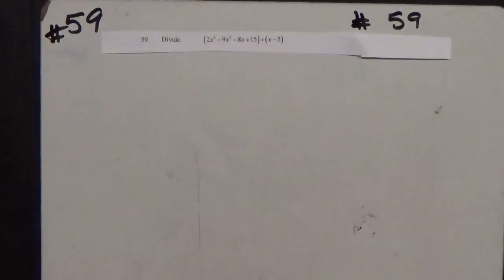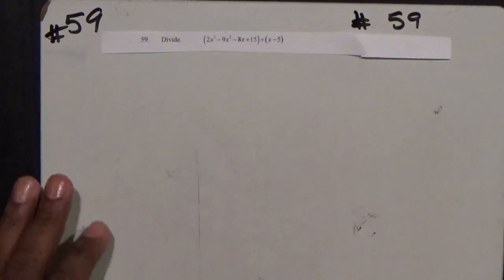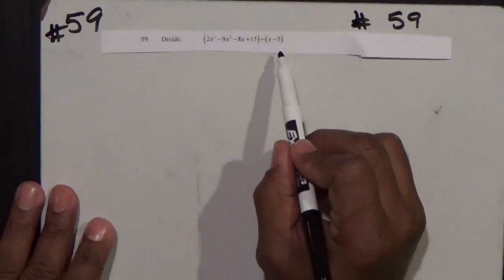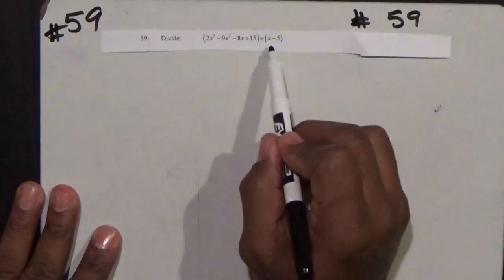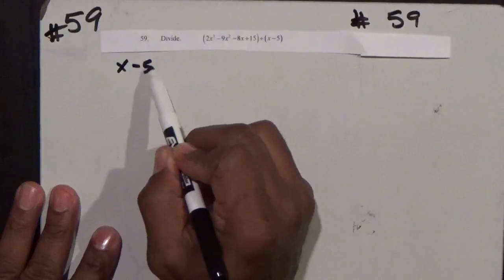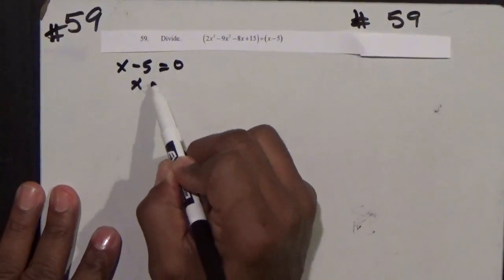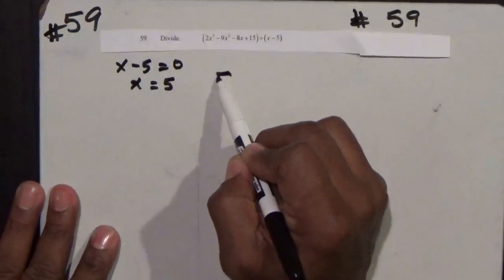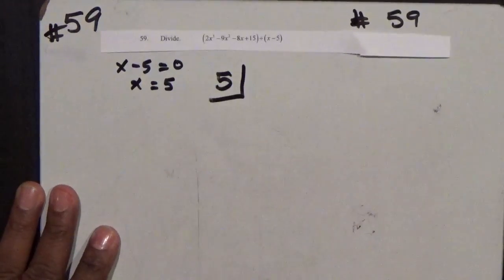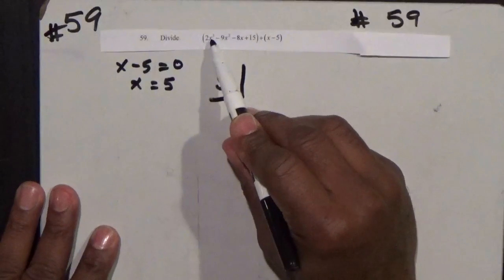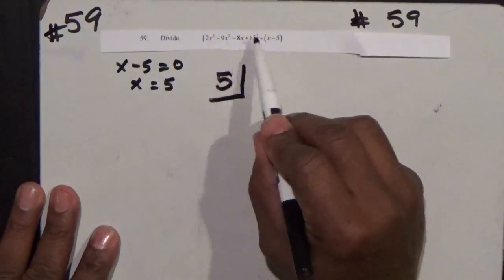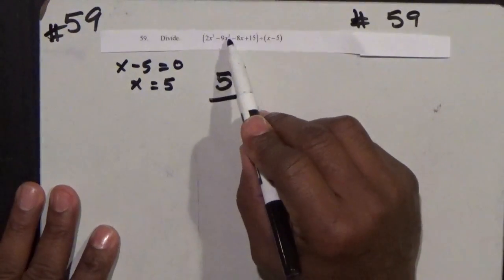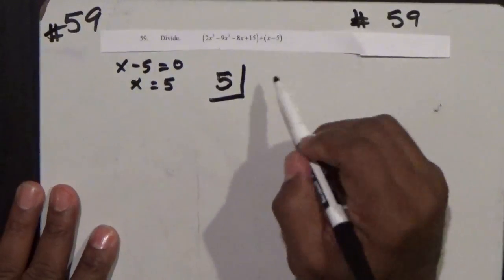All right, number 59 says to divide. It doesn't tell us to use long division or synthetic. I'm going to use synthetic. Our factor is x minus 5. We're going to set it equal to 0, and that means our 0 is 5. We have a degree 3 polynomial, but there's a 3, a 2, a 1, and a constant, so we're good.